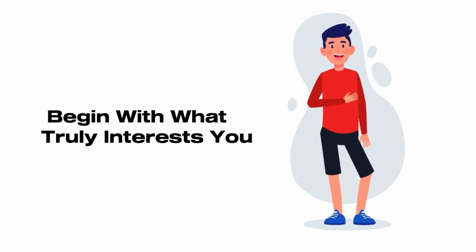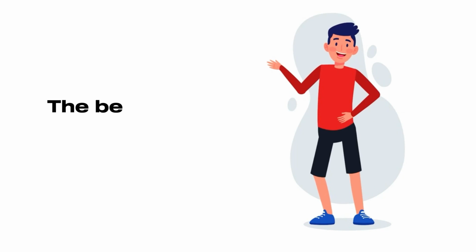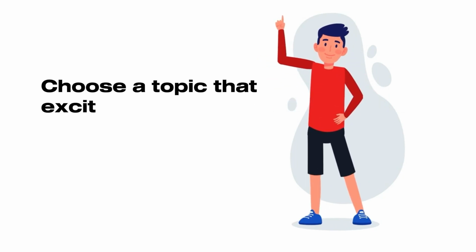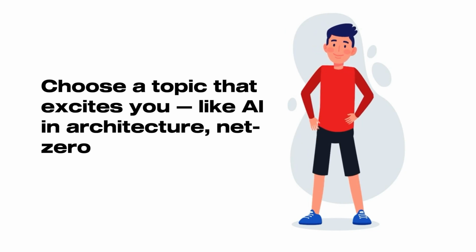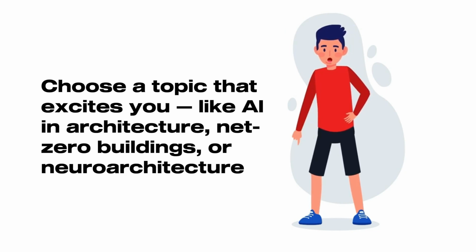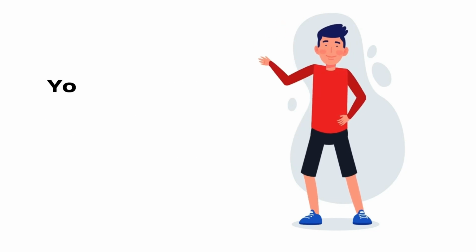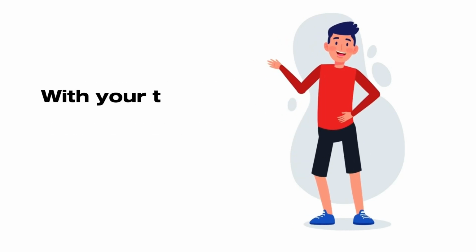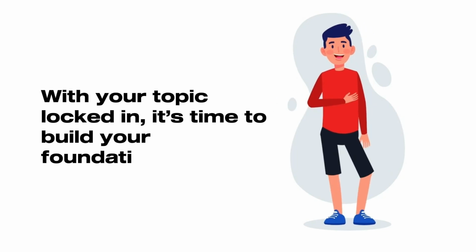Begin with what truly interests you. The best dissertations start with passion. Choose a topic that excites you, like AI in architecture, net zero buildings, or neuroarchitecture. Your interest will drive your commitment and creativity. With your topic locked in, it's time to build your foundation.